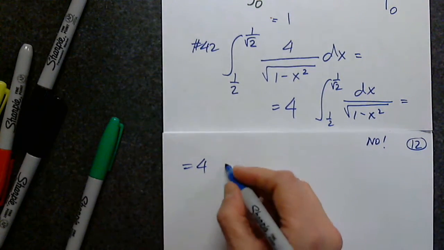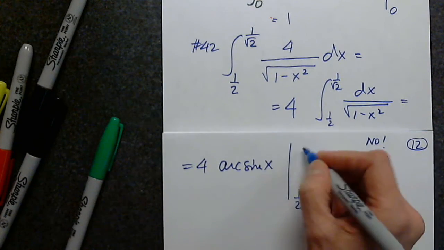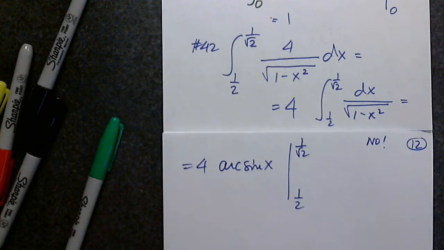Arc sine x from 1/2 to 1 over the square root of 2. Remember, we have to remember those functions. Arc sine prime is 1 over the square root of 1 minus x squared, and arc cosine prime is negative 1 over the square root of 1 minus x squared, and arc tangent prime is 1 over 1 plus x squared.